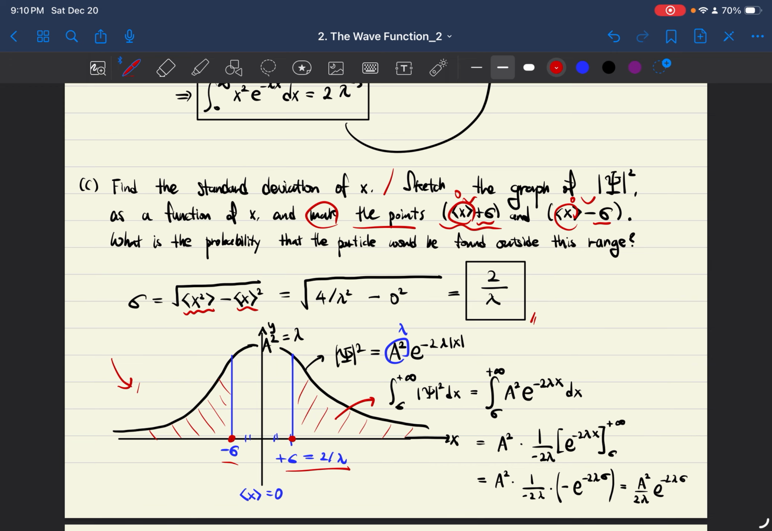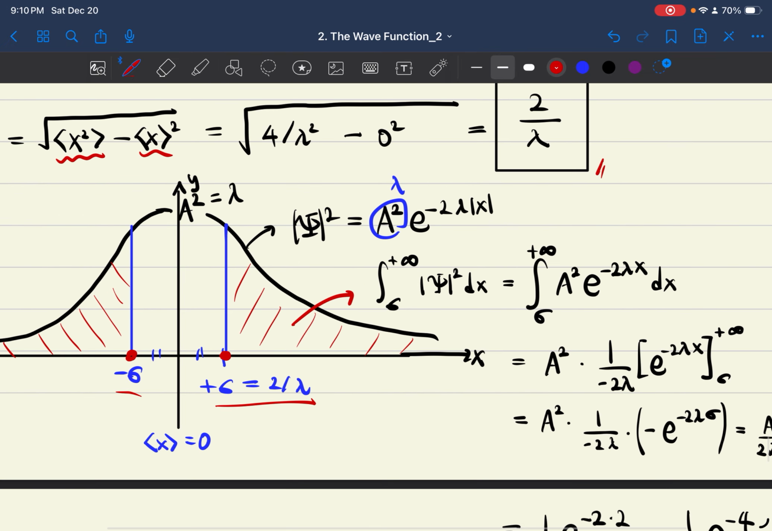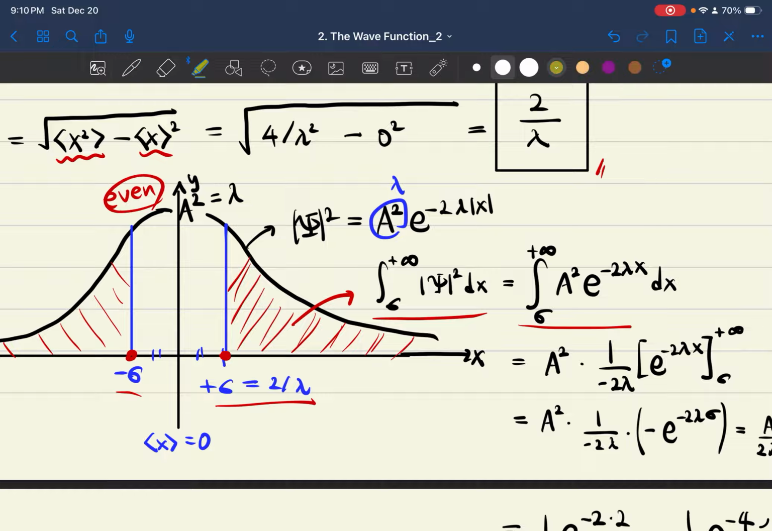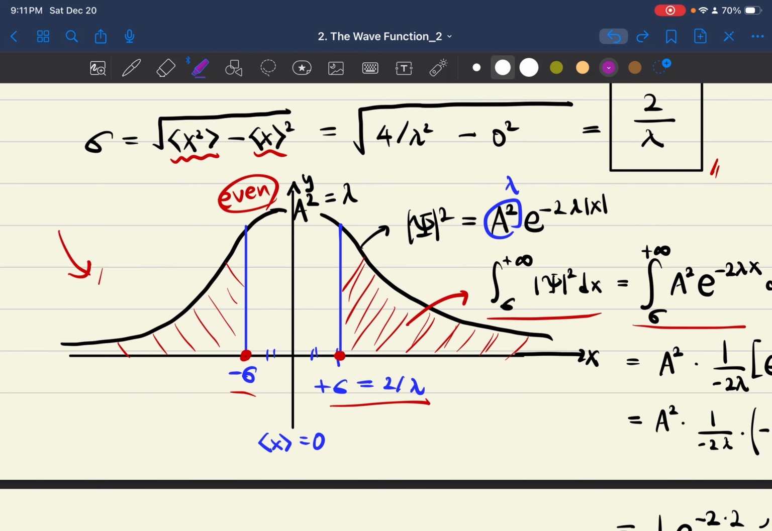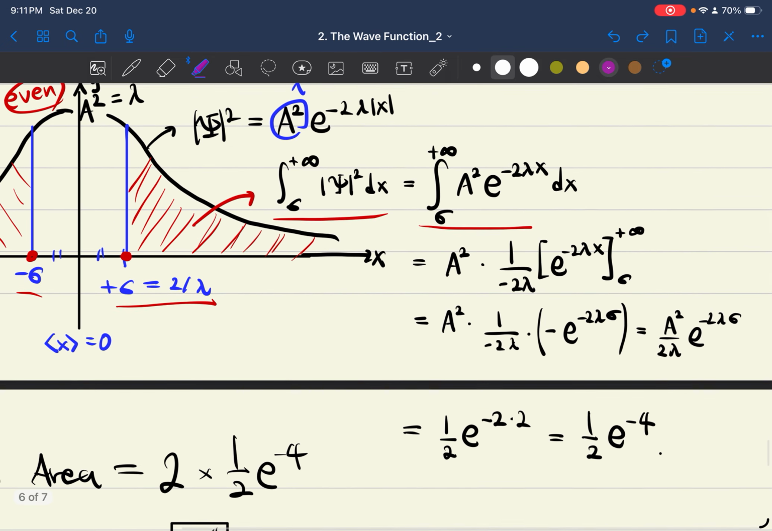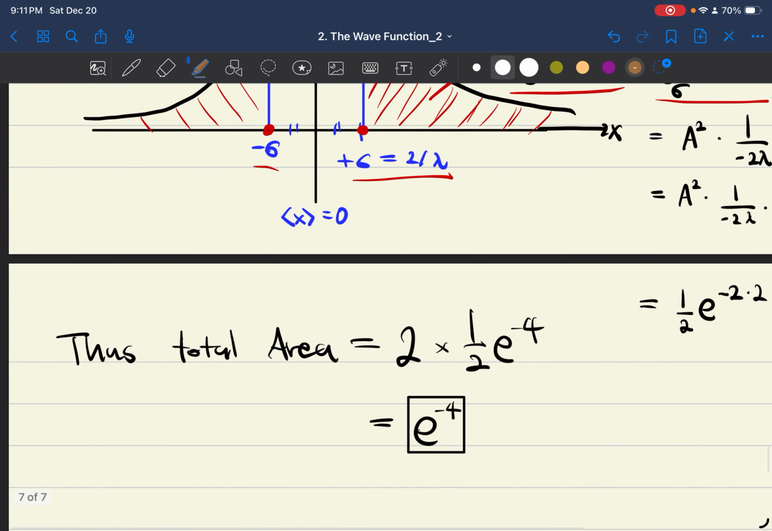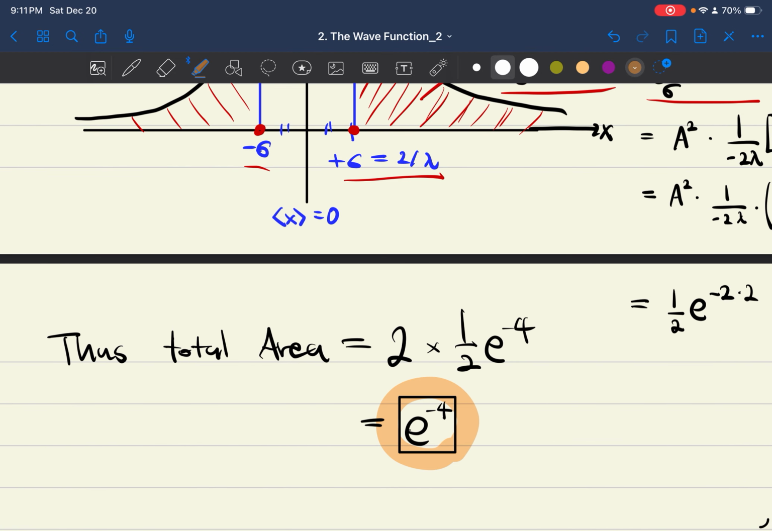And then what is the probability that the particle is found outside this range? You just have to integrate this part. Since this function is an even function, the strategy is to just find this area and then multiply it by 2. So we just find this area by this simple integration, blah blah blah, and we get this, and then multiply it by 2, we get this final outcome.